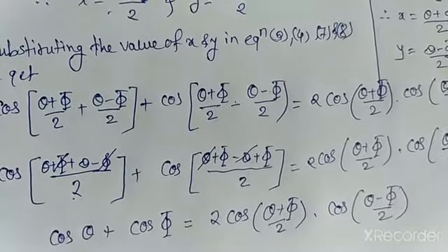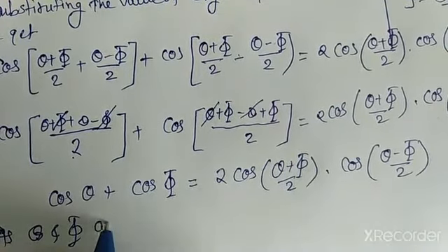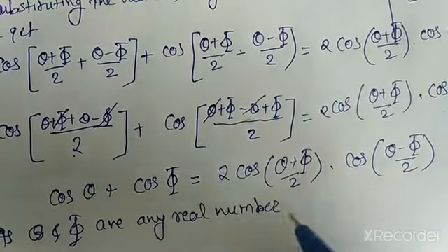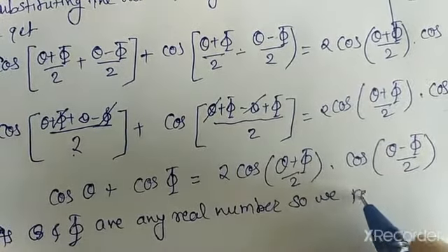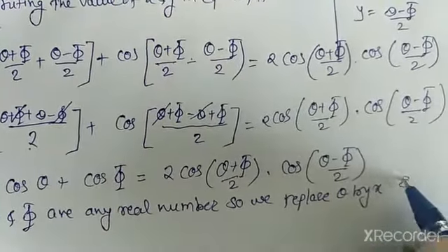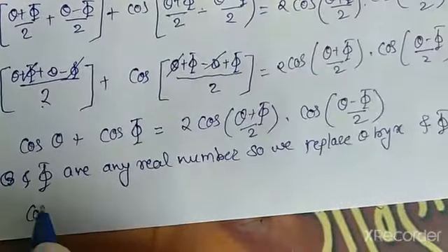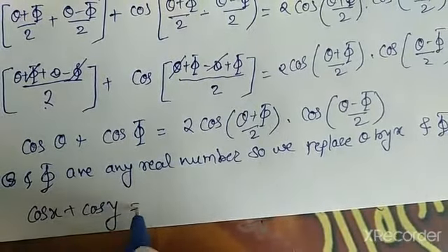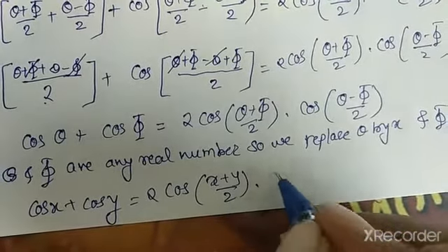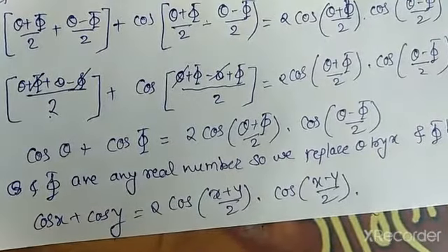Okay, as θ and φ are any real numbers, we replace θ by x and φ by y. Okay, so we get this as cos x plus cos y is equal to twice cos of (x+y)/2 into cos of (x−y)/2. Okay, which is our proof of the first.